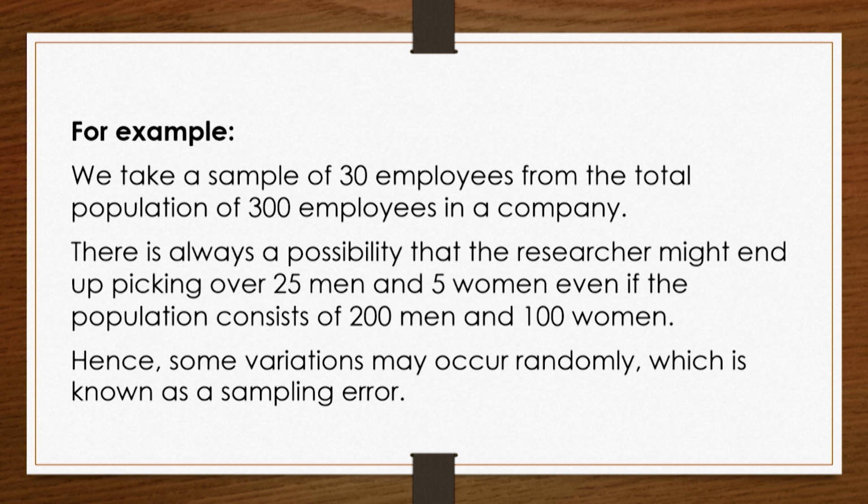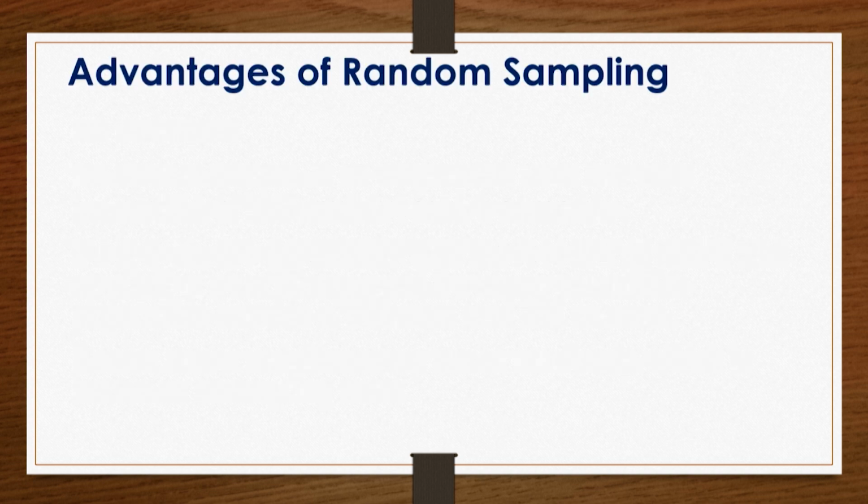For example, we take a sample of 30 employees from the total population of 300 employees in a company. There is always a possibility that the researcher might end up picking over 25 men and 5 women, even if the population consists of 200 men and 100 women. Hence, sample variations may occur randomly, which is known as sampling error. The main objective of any sampling technique is to reduce the sampling error, which is one of the important concepts in studying random sampling.